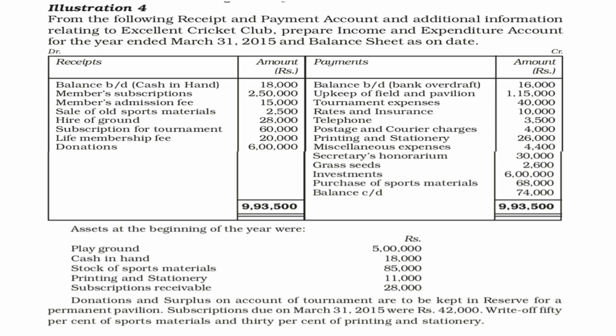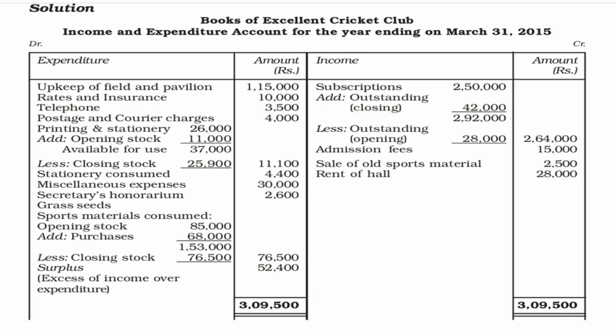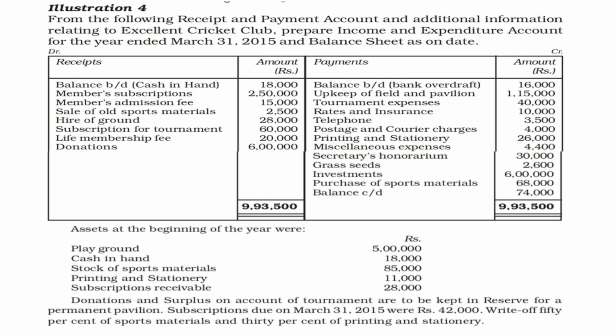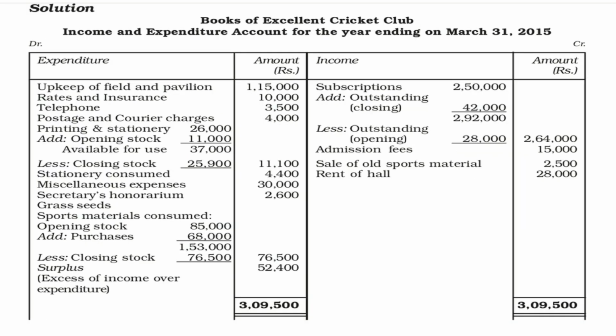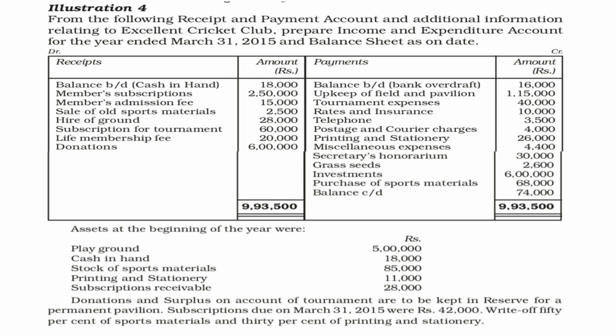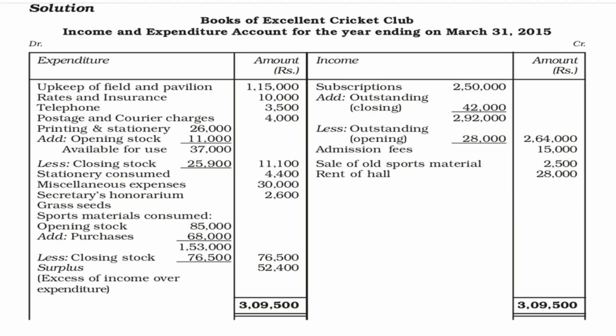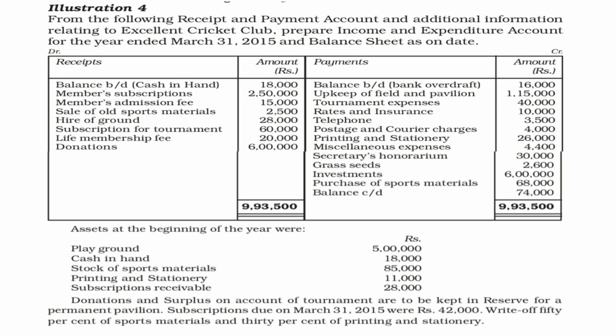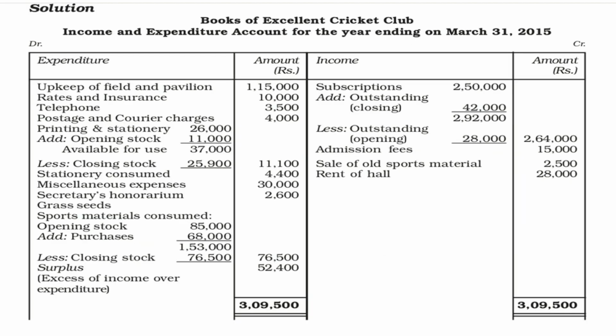The next item is rates and insurance, an item of expenditure, so taken on the expenditure side of the income and expenditure account. Next is telephone, an item of expenditure taken on the expenditure side of the income and expenditure account. Next is postage and courier charges, an item of expenditure, so taken on the expenditure side of the income and expenditure account.